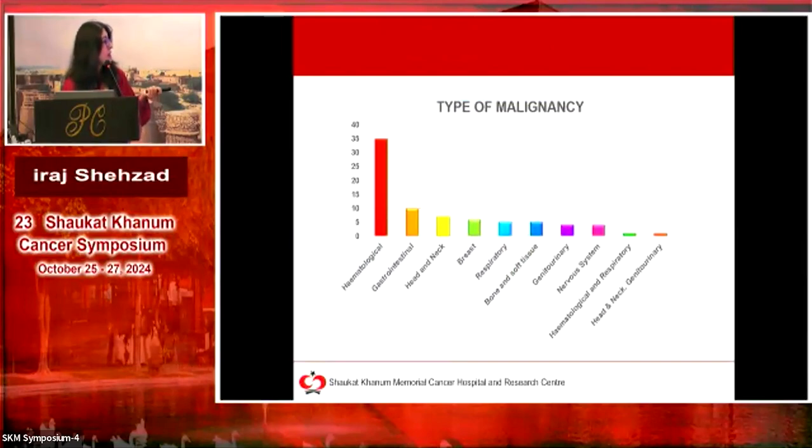This was followed by malignancies of the GI tract in 10 of the patients, then head and neck cancers in 7 patients, and breast cancer in 6 patients. 5 of the patients had respiratory system cancers or bone and soft tissue cancers. 4 patients each were in genitourinary and nervous system, and 1 patient had a hematological and respiratory system malignancy, and 1 patient had a head and neck and genitourinary malignancy.